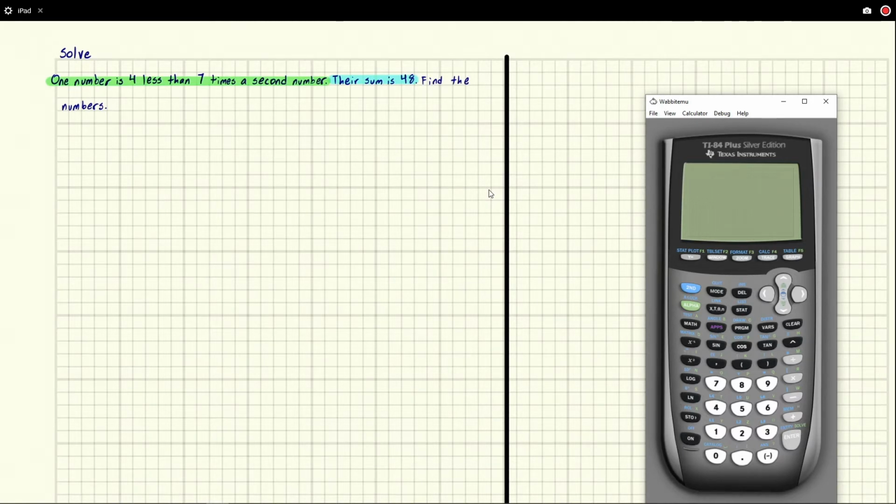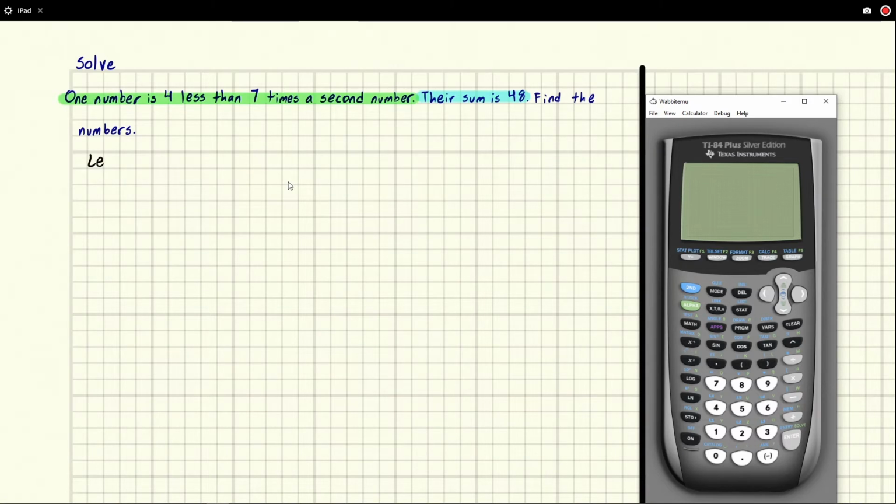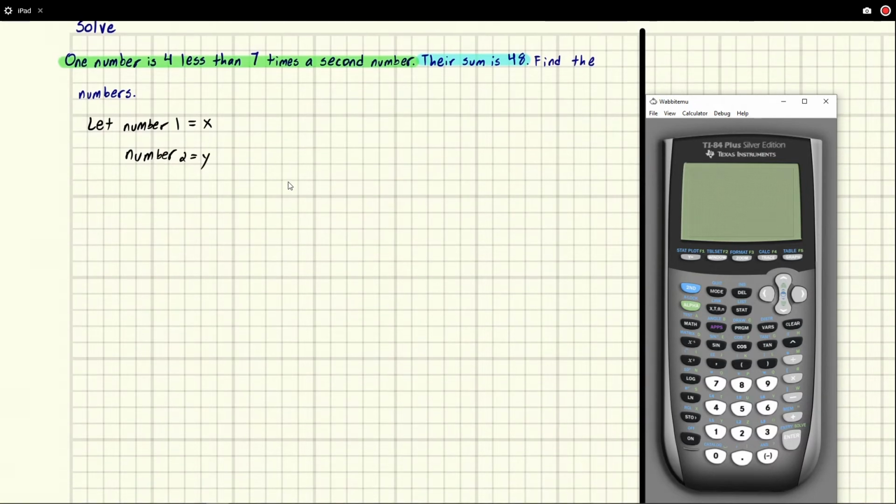Now the rule with equations is however many unknown things you have, you need that many equations. And if we look at this, we have one number we don't know and a second number we don't know. So that's two unknowns. So we're going to need two equations, and we have two relations, which will give us two equations. So this is all coming together very nicely. So the first one, we're going to let number 1 equal x, and number 2 equal y. There are some classic variable names, right?